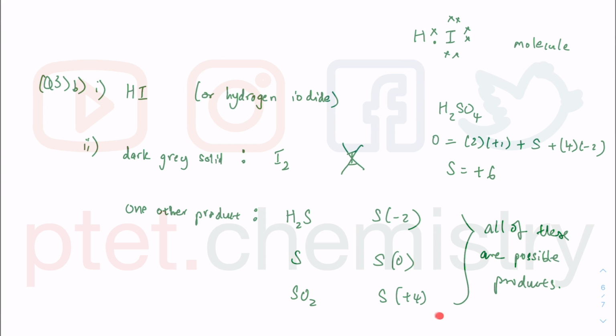Sulfur plus 6 goes through sulfur plus 4, sulfur 0, and all the way down to sulfur minus 2. This is hydrogen sulfide. It has a rotten egg smell. Sulfur is a yellow solid. Sulfur dioxide is a foul smelling gas. It's kind of a suffocating kind of smell for SO2.